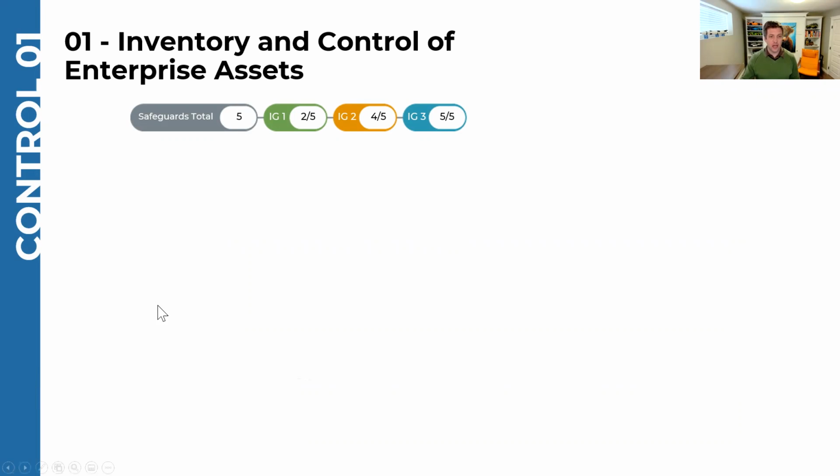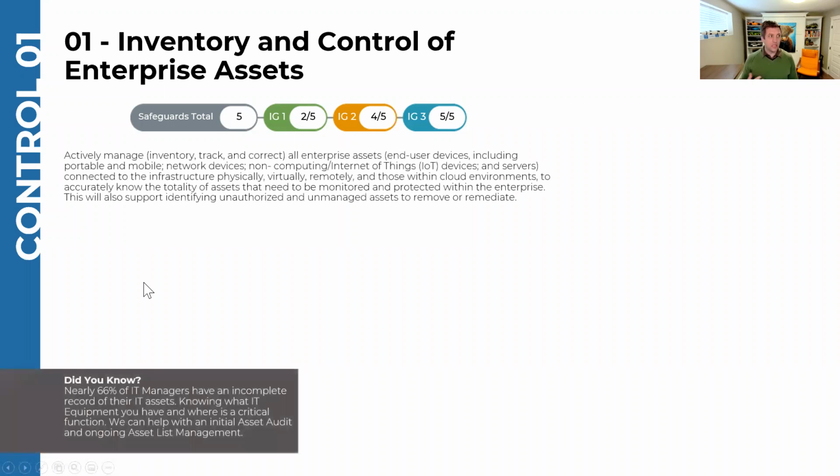So when we look at this slide, you'll notice that there is a total of 5 safeguards. 2 of them are in implementation group 1. If you were to implement at implementation group level 2, you would have 4, because there's 2 in group 1, there's 2 in group 2, and in implementation group 3, you would have all 5 of them. We start on each of these talking about why it's important.